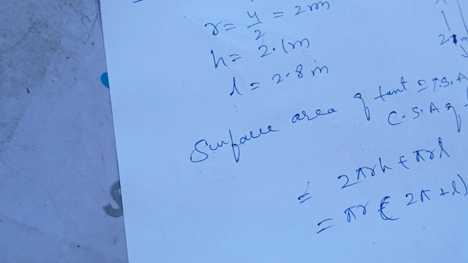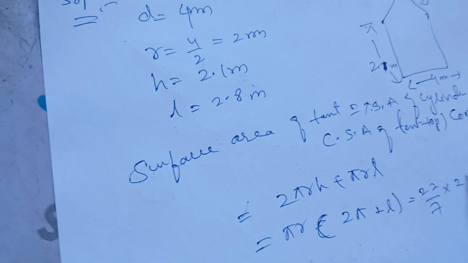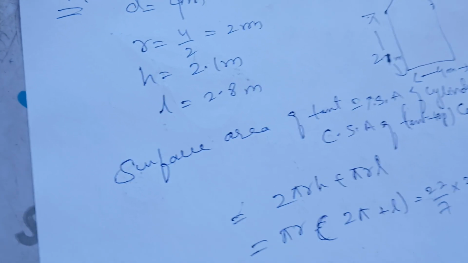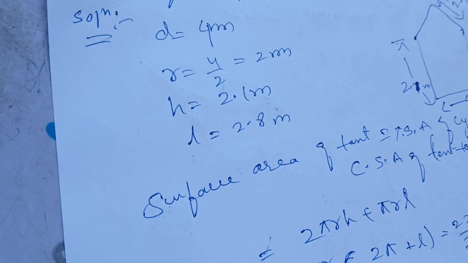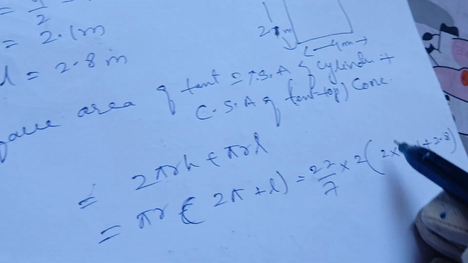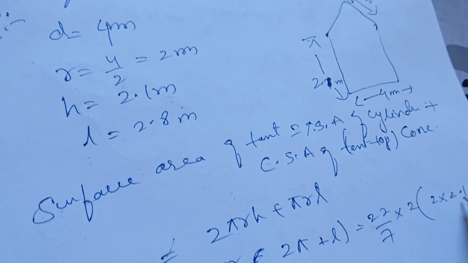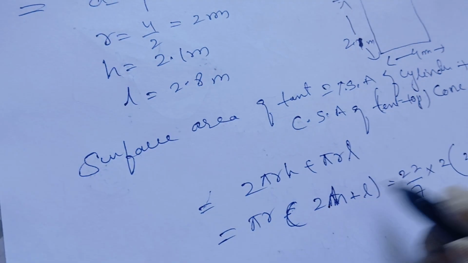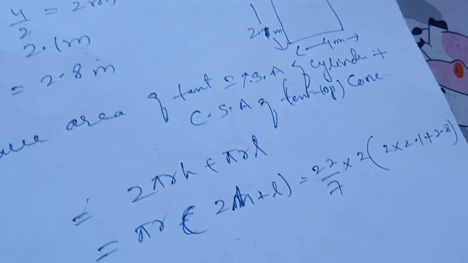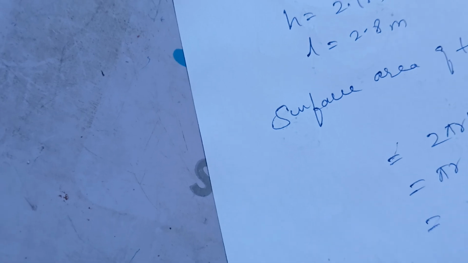If we substitute the values, 22 by 7 into r, radius 2, into 2 into 2.1 plus 2.8. 2.8 is the slant height. 2 into 2.1, that is 2h. This is h, so 2h is 2 into 2.1 plus 2.8. L is 2.8. So we have written these values. Now what we have to do is multiply this.